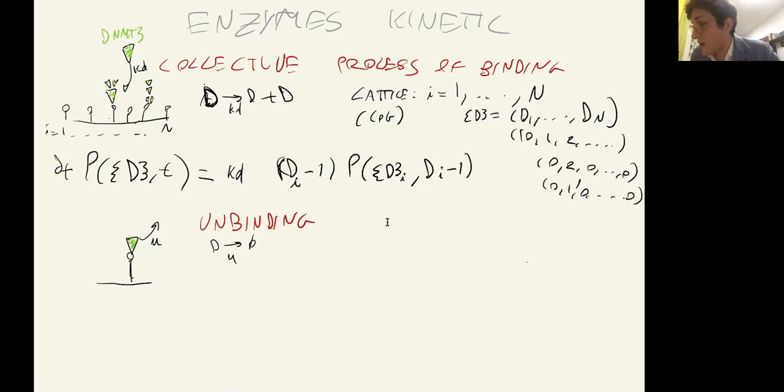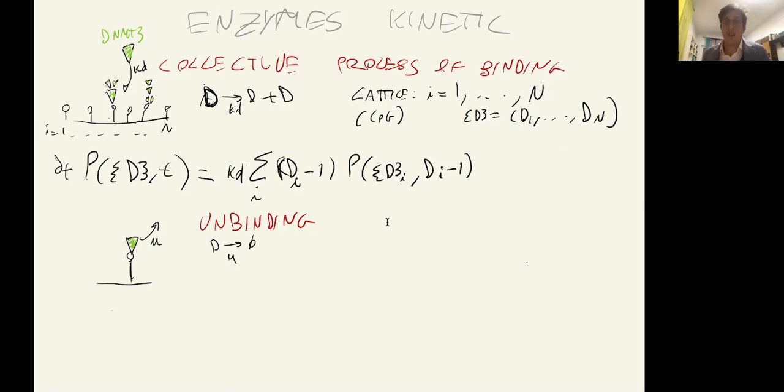That's, and the process of binding will bring us here. That's why you have di minus 1. So once this is clarified, of course, this is for the lattice site I, so the CPG I, but this can happen on every site. So we have to sum over all the possible sites where an enzyme can bind.